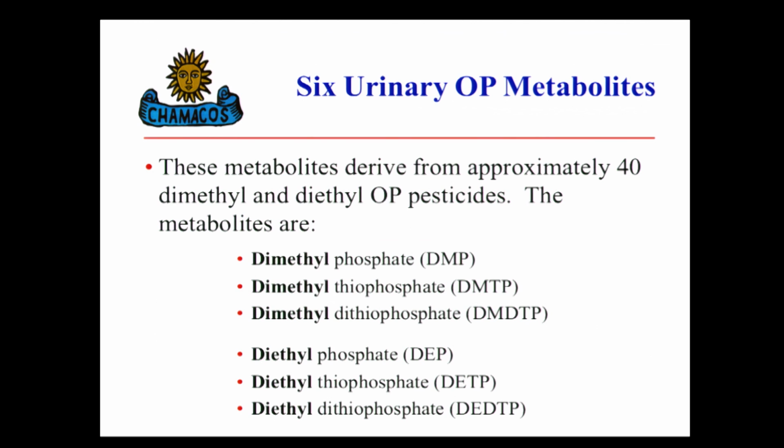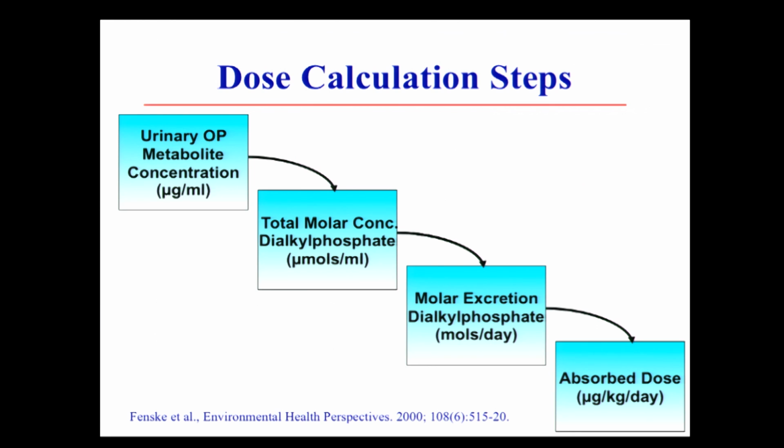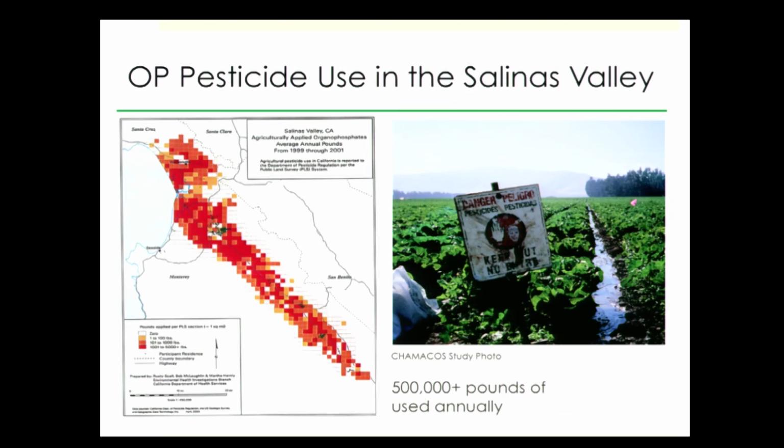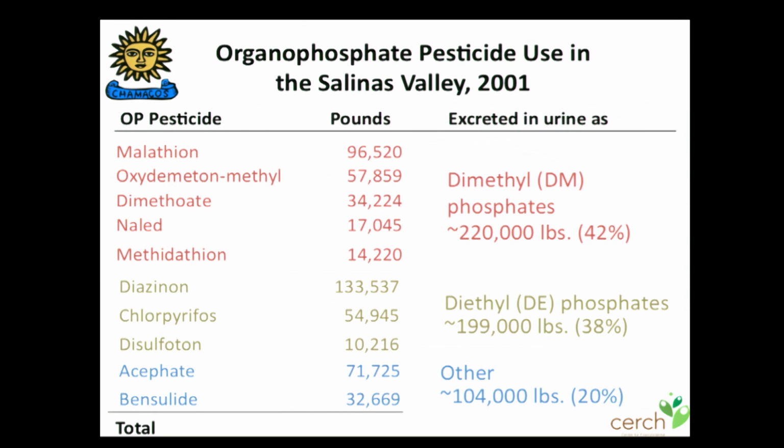They come from a mixture of organophosphates. We don't know which one they came from, so we needed some way to attribute them to individual pesticides. First, we used methods developed by Richard Fenske to estimate a total dose of either a dialkyl phosphate, a dimethyl or a diethyl OP. Then we used detailed information, which is unique in California, on pesticide use in California. Essentially, we're able to use that information and assign a likely exposure to each individual pesticide.